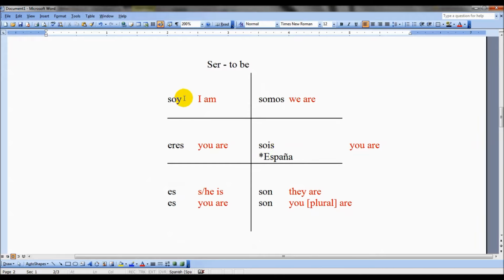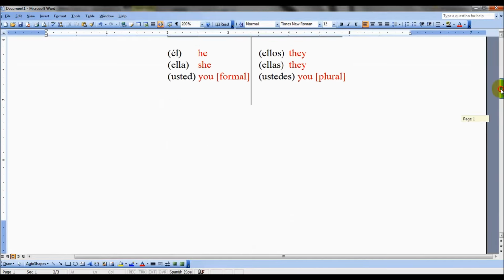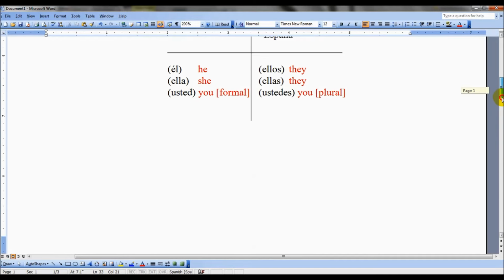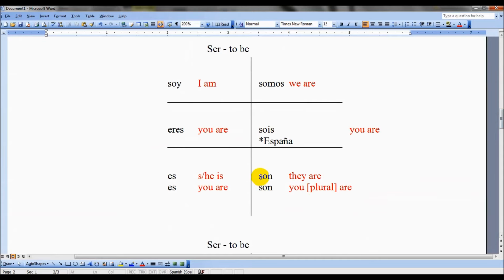And you'll notice that most of them just have the one meaning, but these ones down here can have different meanings depending on the context. So this one, es, you'll remember if I go up here, for these two it's going to mean is, for he is or she is, él es or ella es. But for the usted, it'll mean you are, because usted means you. And that works the same way with the son. If it's they, it'll be they are, and if it's ustedes, it'll be you plural are.